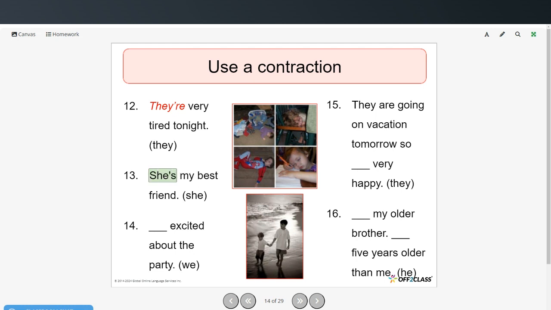So she's my best friend. We're excited about the party. They're going on vacation. He's my older brother. He's 5 years older than me.